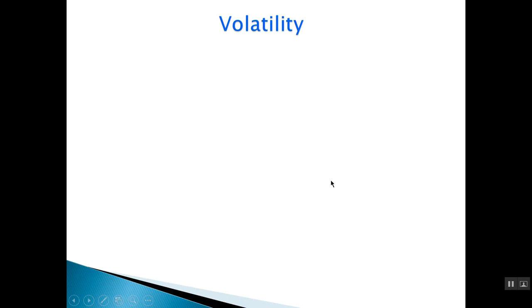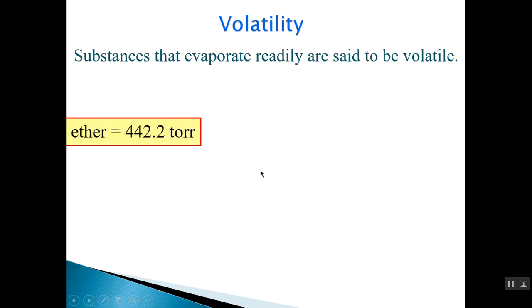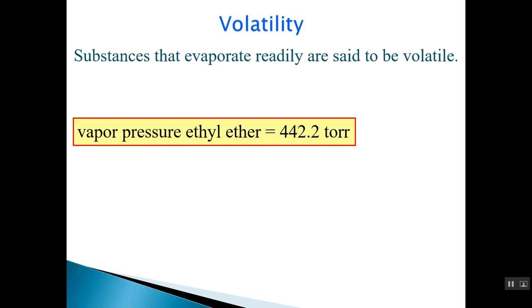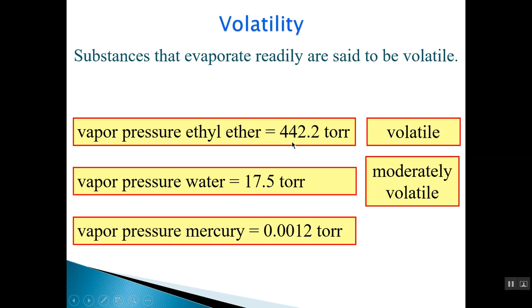Okay, one more thing I want to mention, volatility, before I end this video. When we use the term volatile, we're saying that the substance vaporizes relatively easily. So the more volatile a liquid is, the easier it vaporizes, basically. So again, going back to those substances that we were talking about, ethyl ether would be the most volatile of the three liquids, right? As you can see here, the vapor pressure of ethyl ether at room temperature is 442.2 torr, that is considered for most intents and purposes to be volatile.